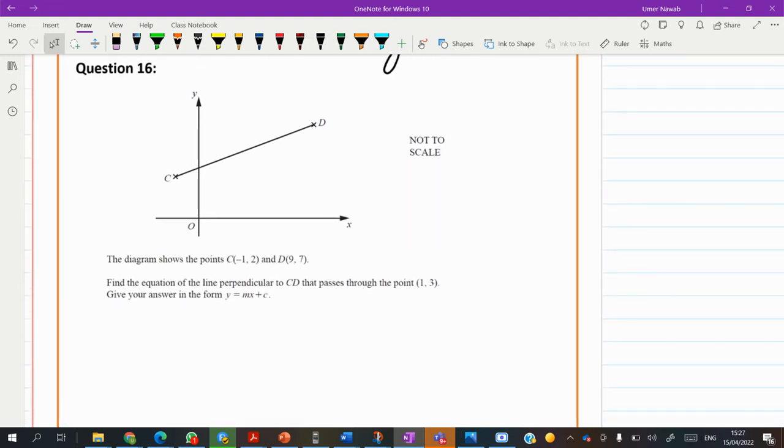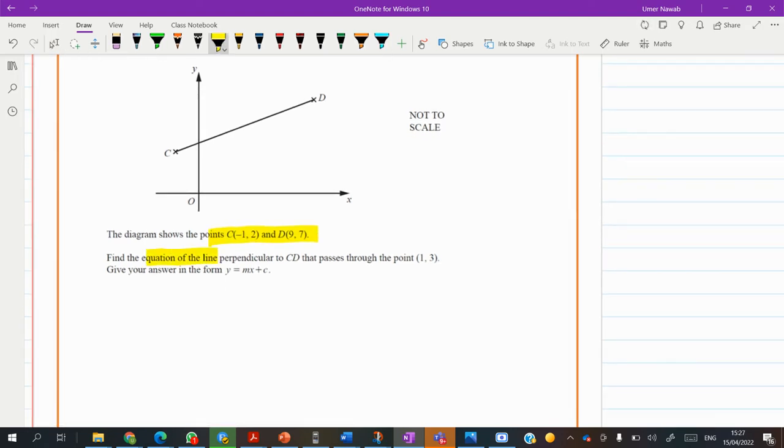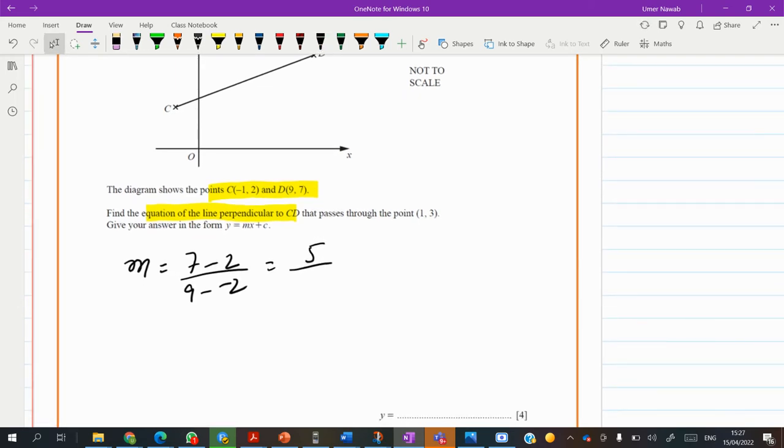Question number 16, he gave you the points C and D, and we want to find the equation of a line perpendicular to CD. Find the gradient first. So 7 minus 2 over 9 minus minus 2. 7 minus 2 is 5, and 9 minus minus 2 is 11, so the gradient is 5 over 11. The perpendicular line should be minus 11 over 5. It is passing through 1, 3.